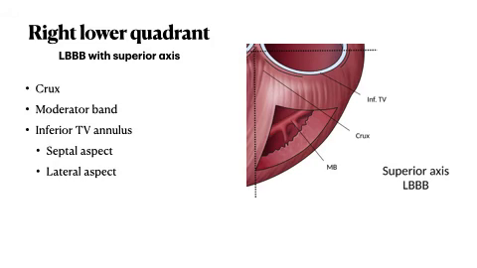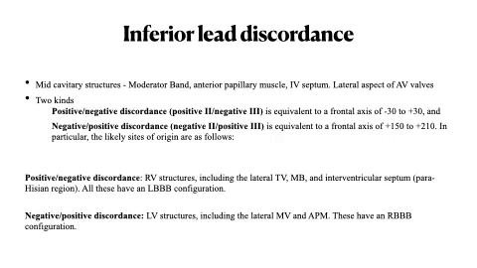The moderator band is a free-running muscular structure extending from the anterior septum to the anterior papillary muscle of the right ventricle free wall. PVCs originating here have a left superior axis and a later than V4 transition. Tricuspid valve PVCs have variable precordial transition from V2 to V4, depending on their septal or lateral aspect of origin. Inferior lead discordance is seen in mid-cavitary structures.